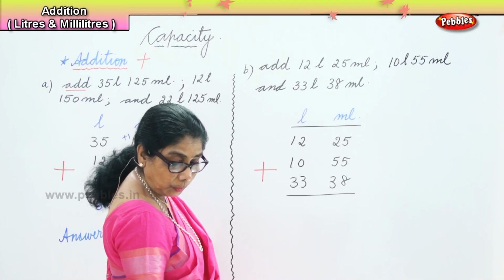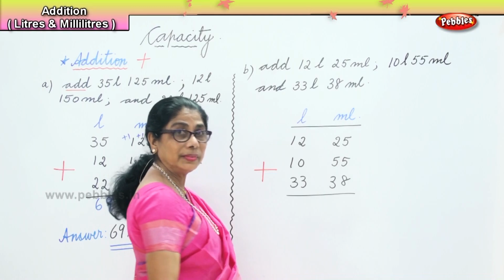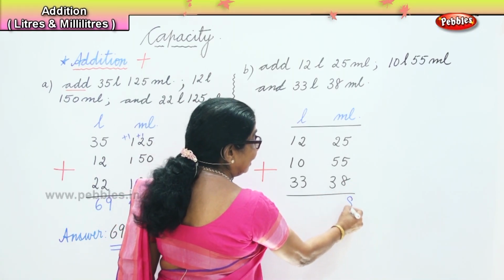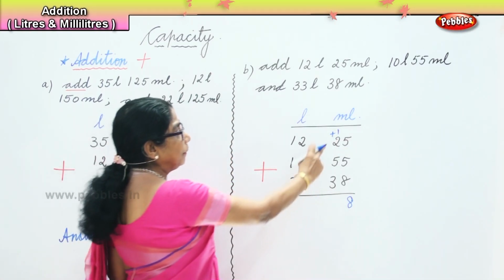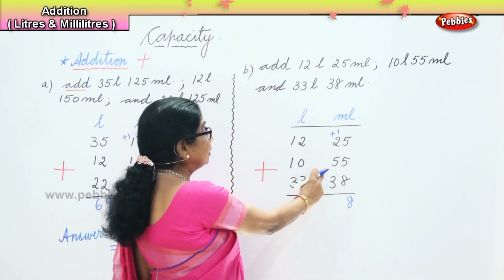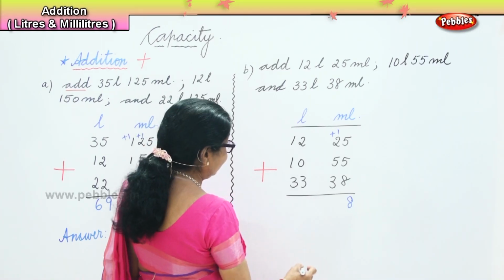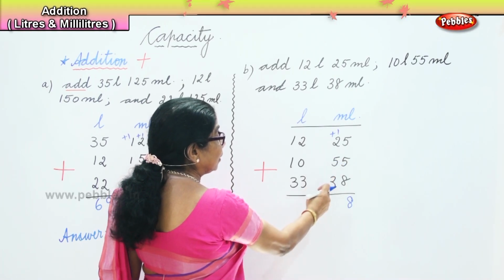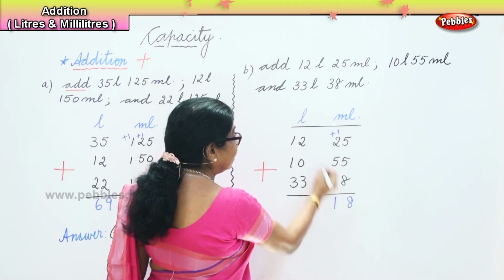Next, now we're going to add up all. 5 plus 5 is 10. 10 plus 8 is 18. So you put plus 1 here. 1 plus 2 is 3. 3 plus 5 is 8. 8 plus 3 is 11. Okay? 8 plus 3 is 11. 5 plus 3 is 8. Plus 2, 10 plus 1, 11. So you put 1 here.